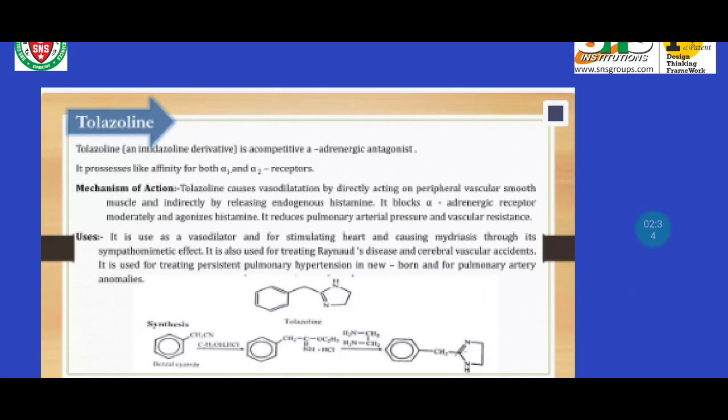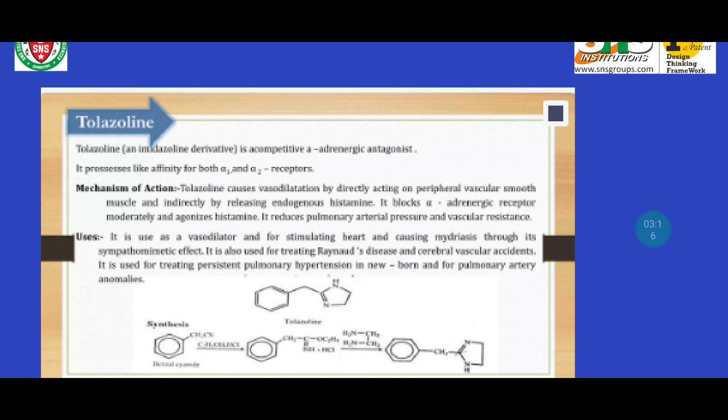Next, the first drug among the alpha adrenergic blockers is tolazoline. Tolazoline is an imidazoline derivative, which is a competitive alpha antagonist. It has binding affinity for both alpha 1 and alpha 2 receptors. Its mechanism is that it causes vasodilation by acting directly on the peripheral vascular smooth muscle and indirectly by releasing endogenous histamine. It blocks alpha adrenergic receptors moderately and agonizes histamine. It reduces pulmonary arterial pressure and vascular resistance.